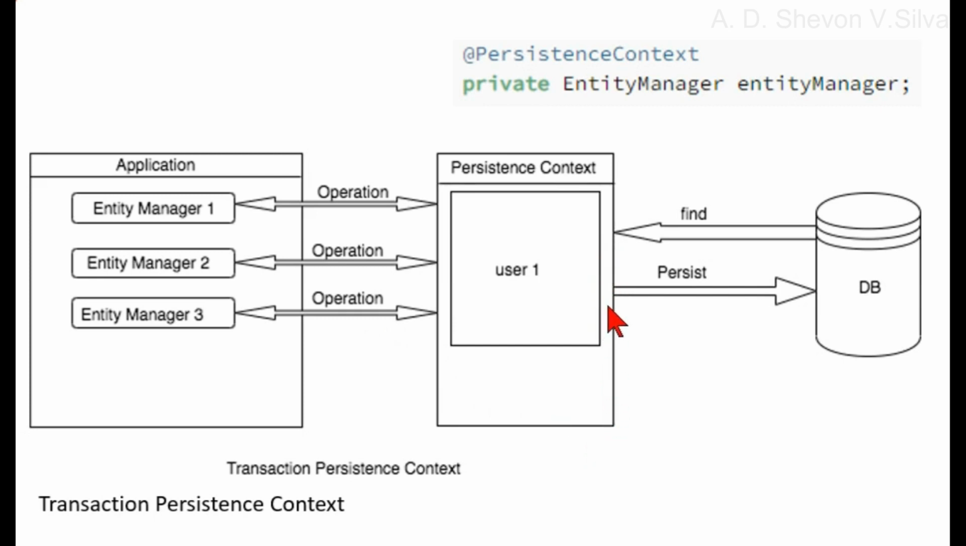The persistent context interacts with the DB. The persistent context is connected to the DB via persist. The DB is connected to the persistent context via find.